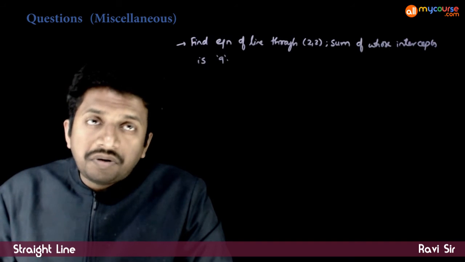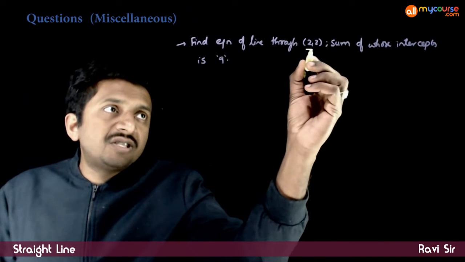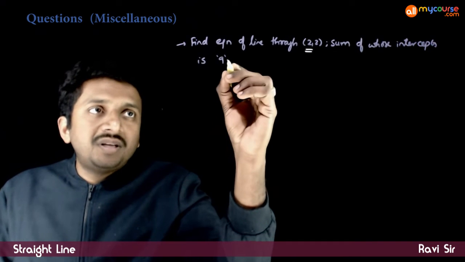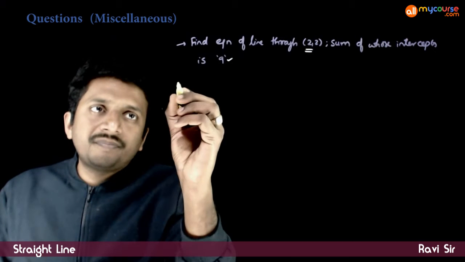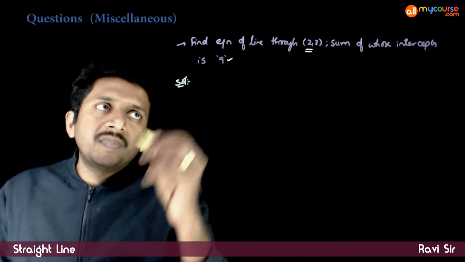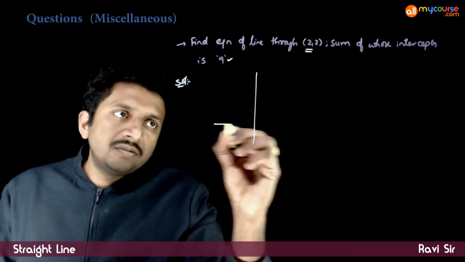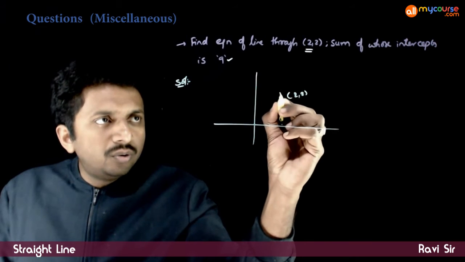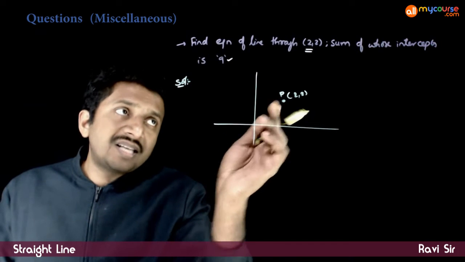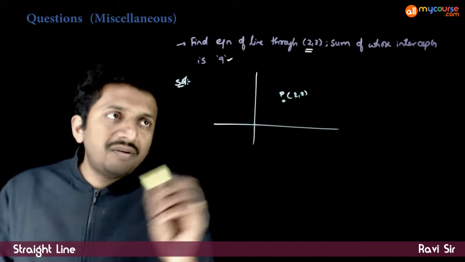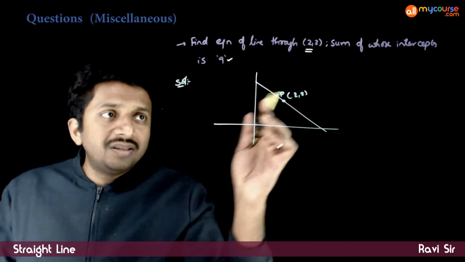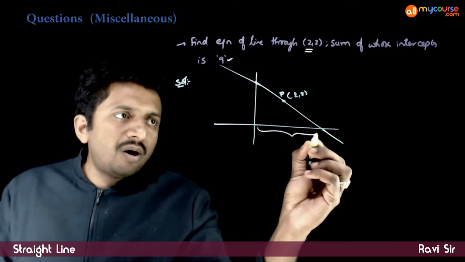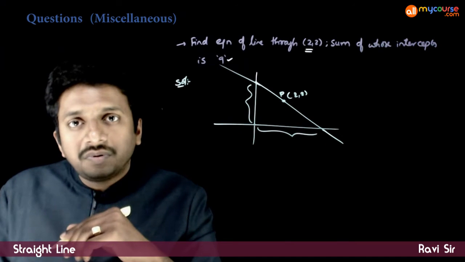In this question, you're asked to find the equation of a line which passes through (2, 2) and the sum of whose intercepts is equal to 9. So you're asked to find a line through the point (2, 2) such that the sum of intercepts is equal to 9. You have a lot of lines passing through this point P, but I want that particular line whose sum of intercepts is equal to 9.